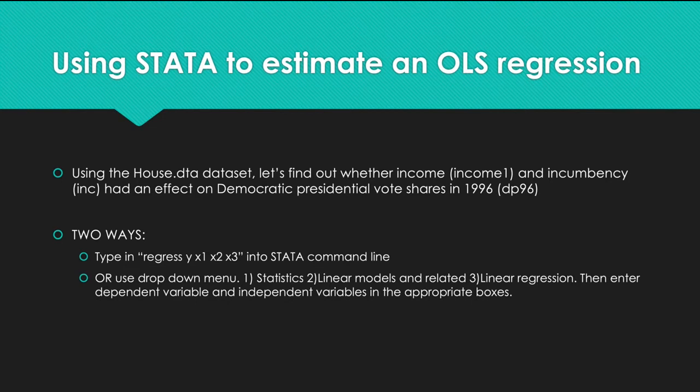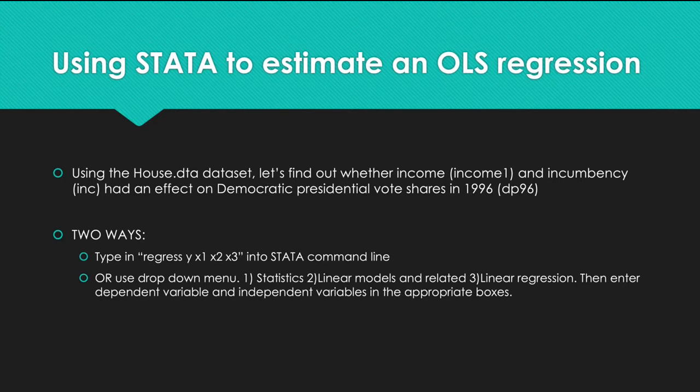In this case, we're going to use the house data set, and we're going to ask a very simple question about whether or not income and incumbency has had an effect on Democratic presidential vote shares in 1996. Okay, there are two ways to do this. First, we can type in the Stata command line. Once you've opened up Stata, you can type in regress, followed by a space, the dependent variable, another space, and then you're going to list the independent variables in your model.